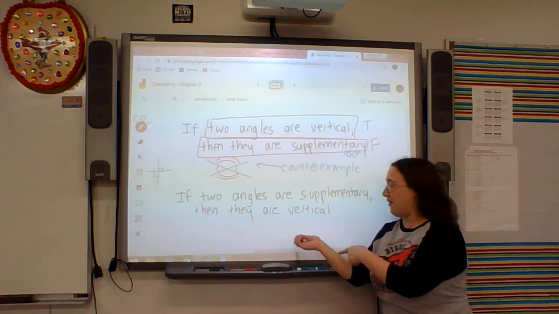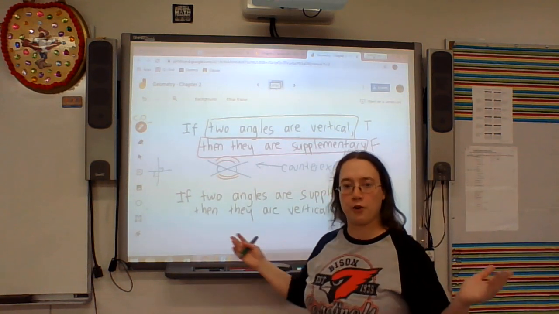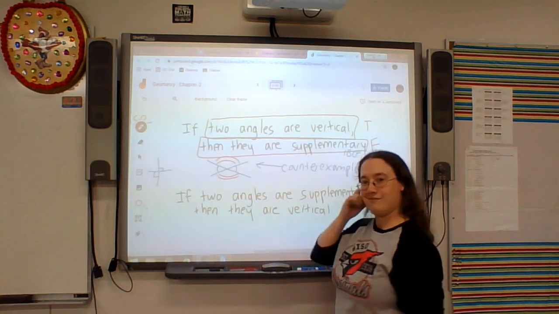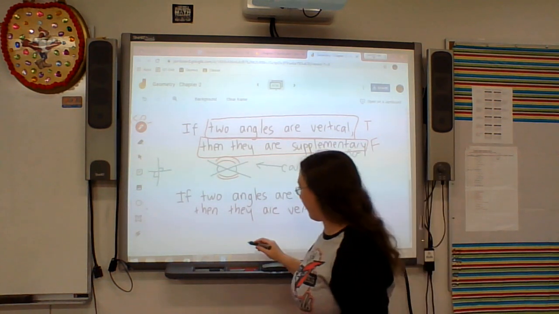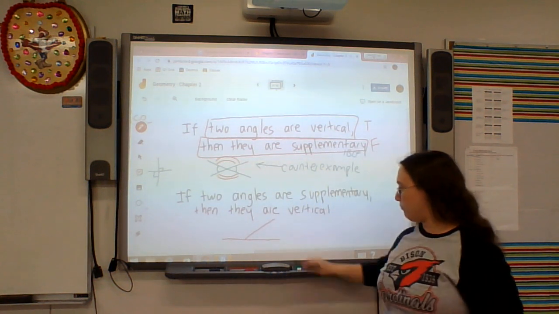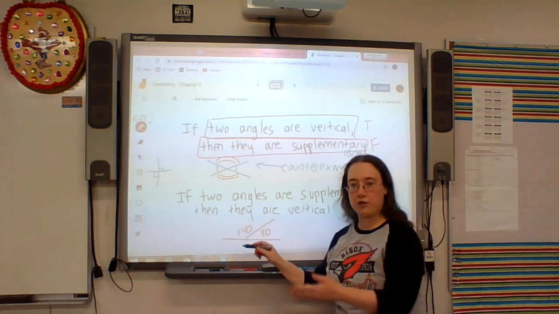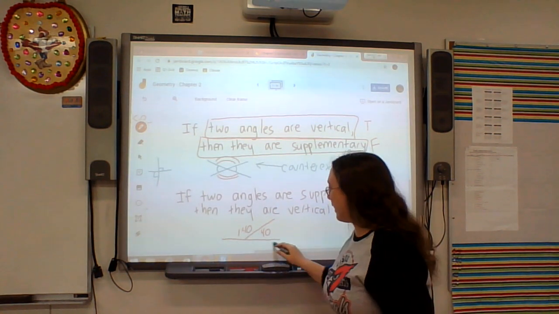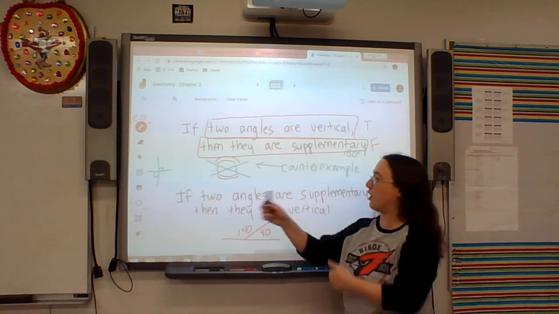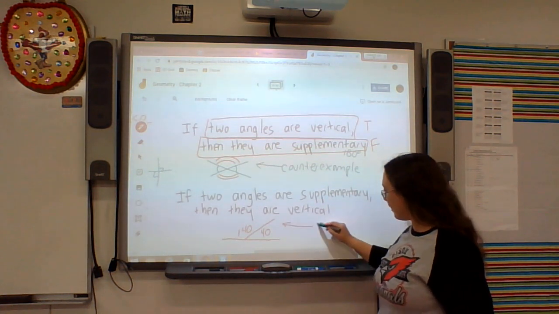Okay, let's flip that around and say if two angles are supplementary, then they're vertical. So we're looking for, are there supplementary angles that aren't vertical? Well, yeah, because if I have two angles here that make a linear pair, if I say this is 140 and I say this is 40, and even if I don't give them names, those are still supplementary because they're making a straight line. They add up to 180. Those aren't vertical because they're not across from each other in an X. So there's our counterexample.